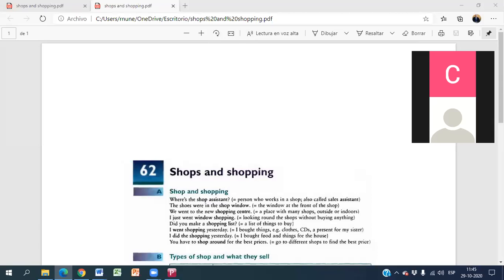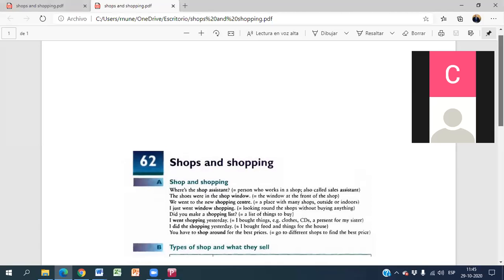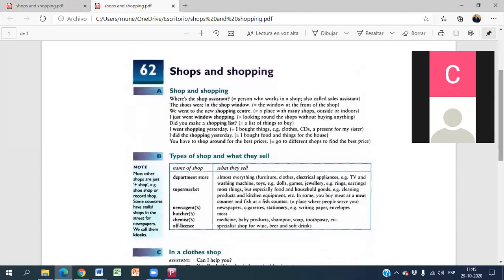Shops and shopping. Vocabulary. If you want to do something related to shops and shopping, and you see now, right? Shops and shopping. Yes. Okay, here you have some vocabulary. In here you learn vocabulary, and in here they explain what is the meaning of the word. For example, where is the shop assistant? Shop assistant is in black, so there you have the definition. A shop assistant, person who works in a shop, also called sales assistant.